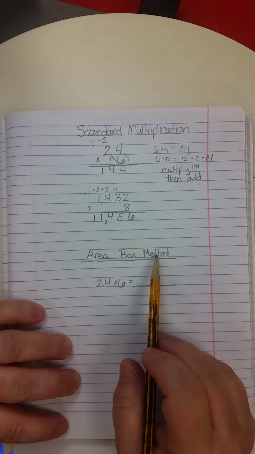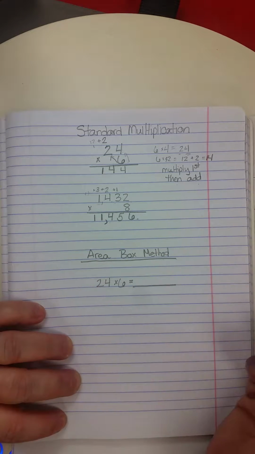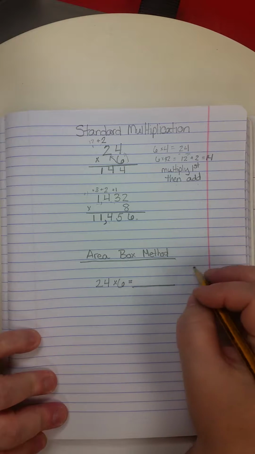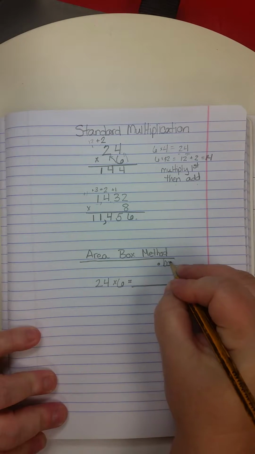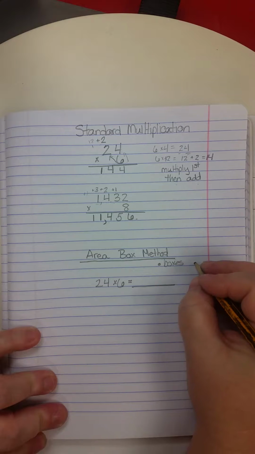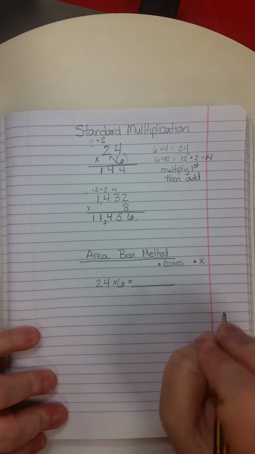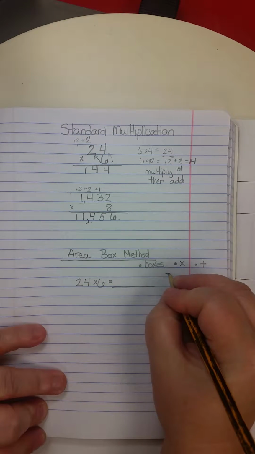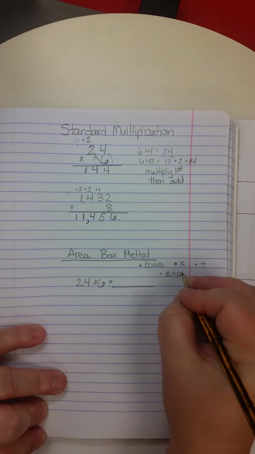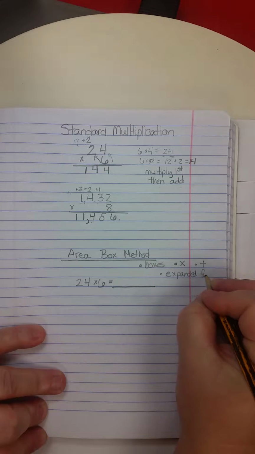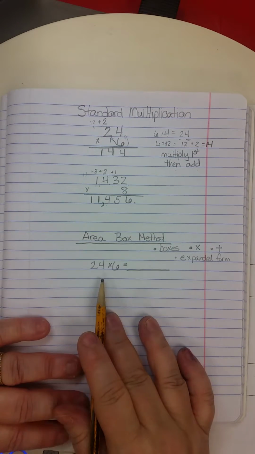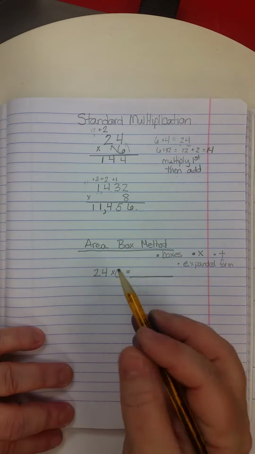The area box method, the area format, box format. They're all the same thing, okay? And what we know is that the area box method is going to involve boxes. It's going to involve multiplication. It's going to involve addition. And it's going to involve expanded form, okay? So we're going to start with the same problem we used before for the standard method, okay?